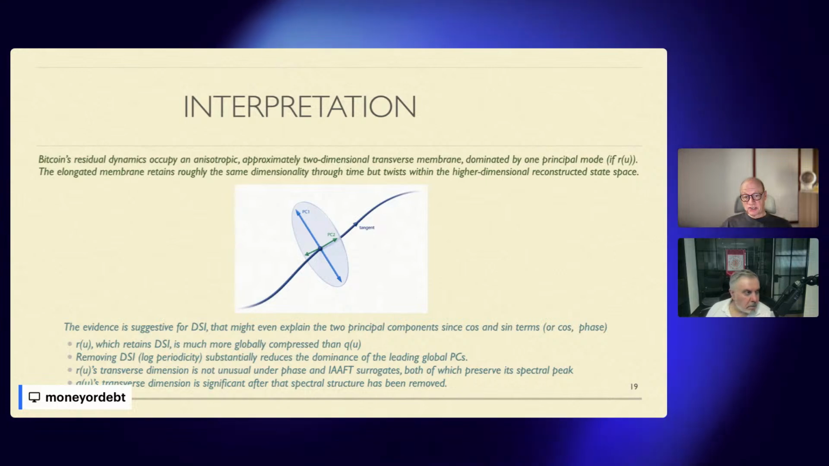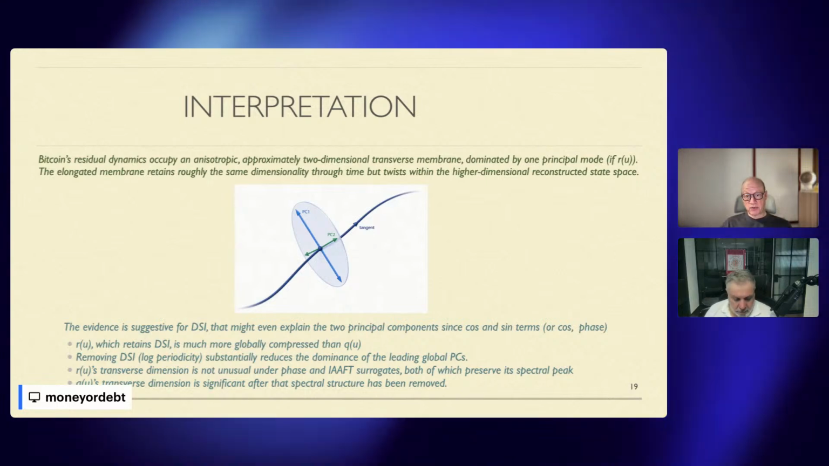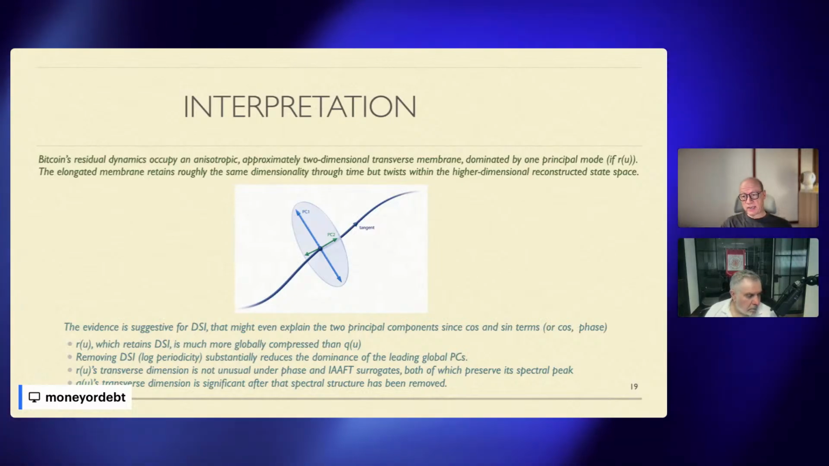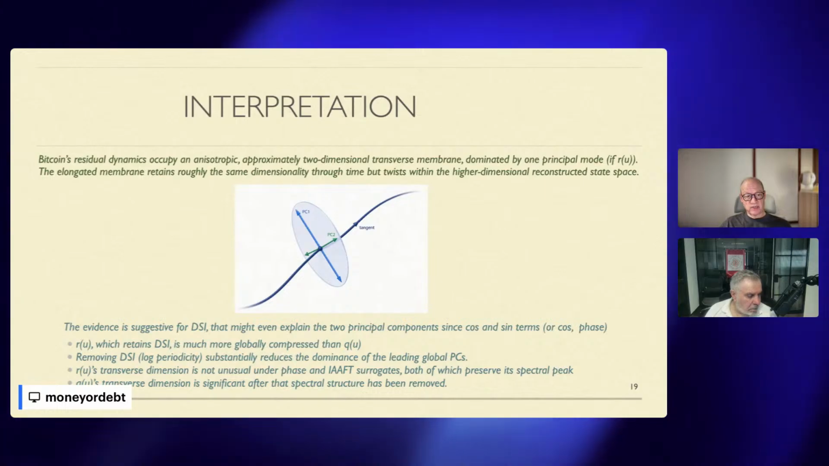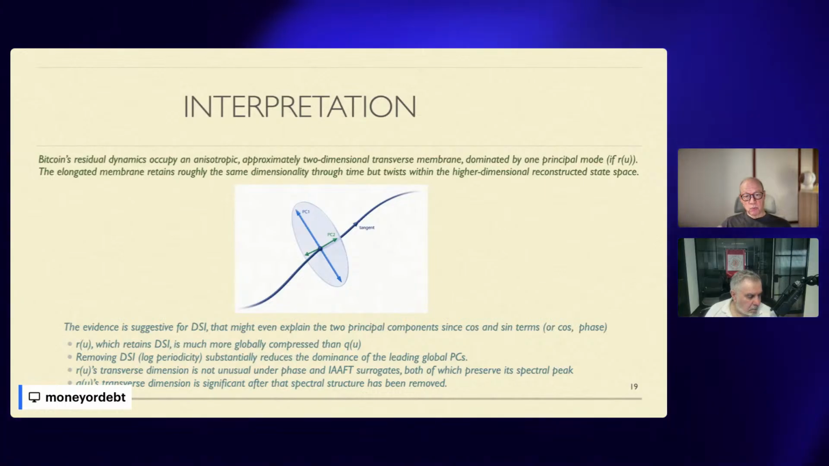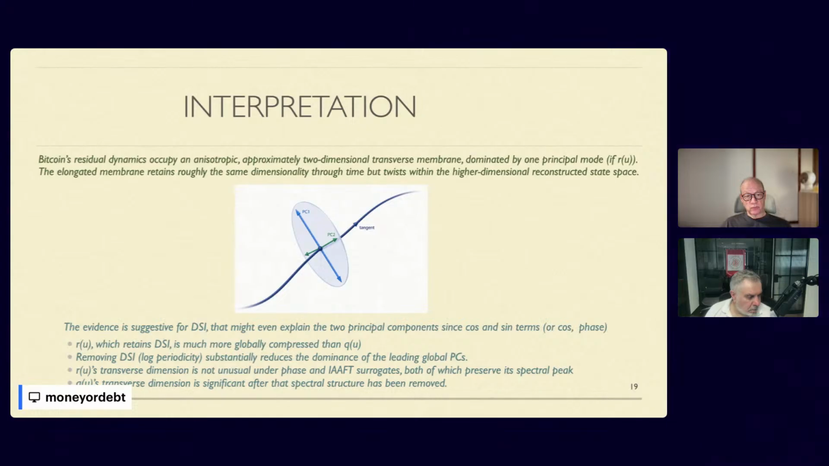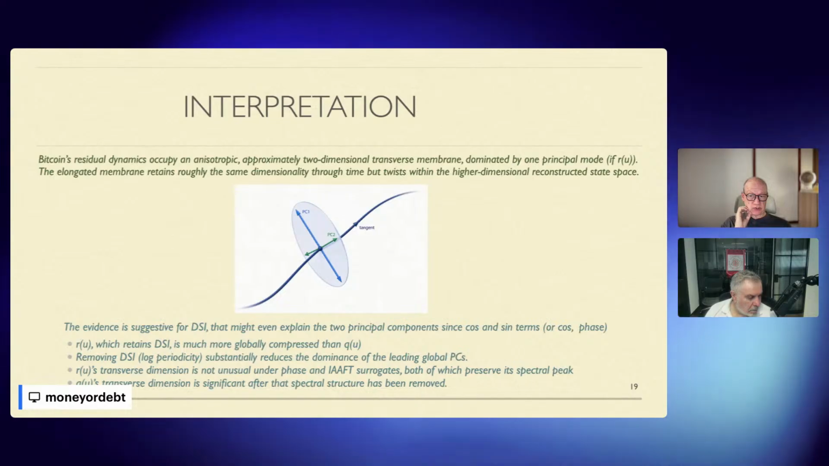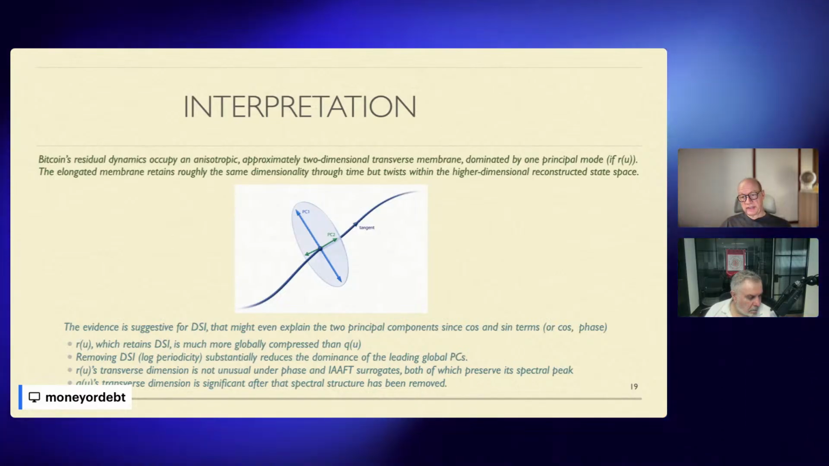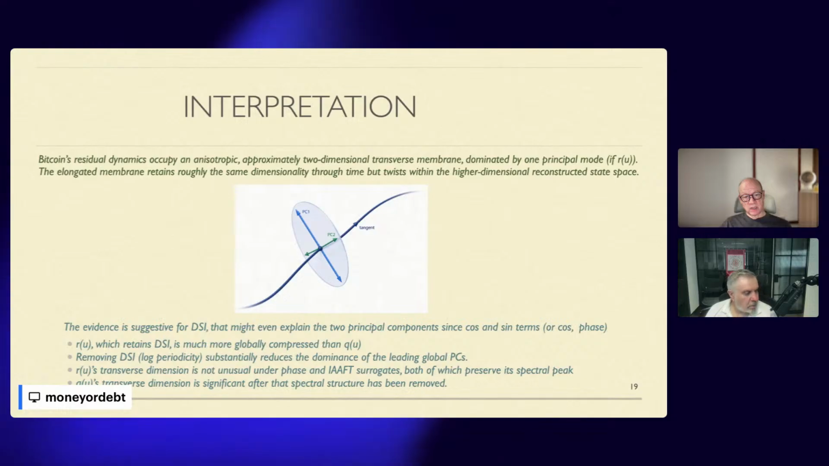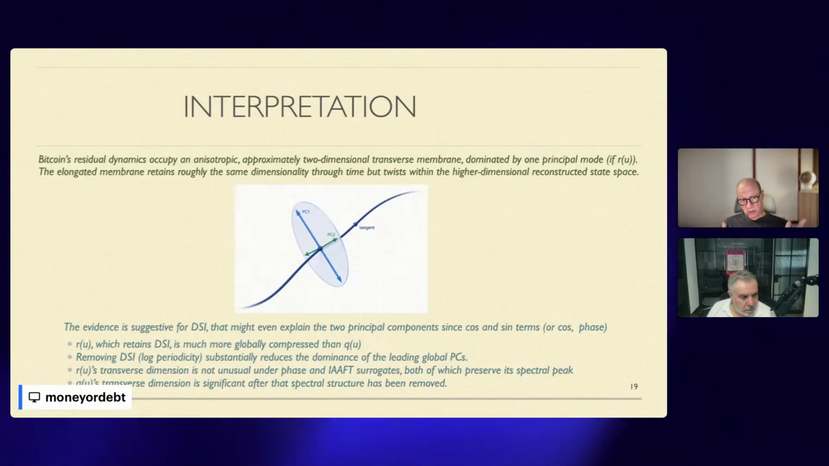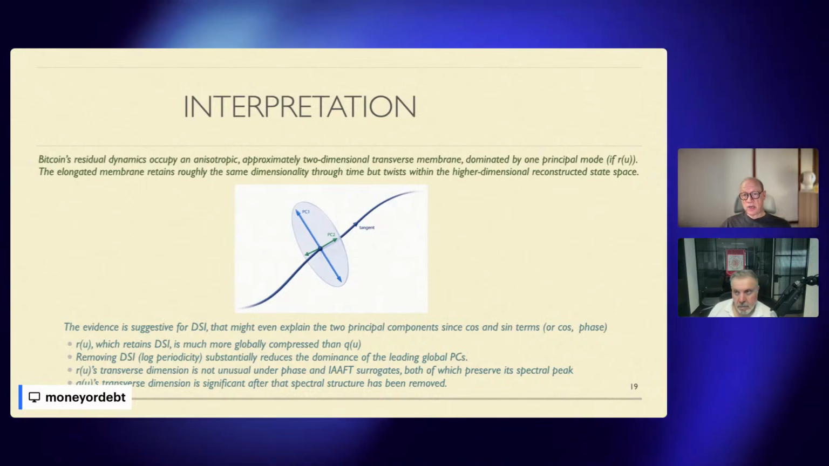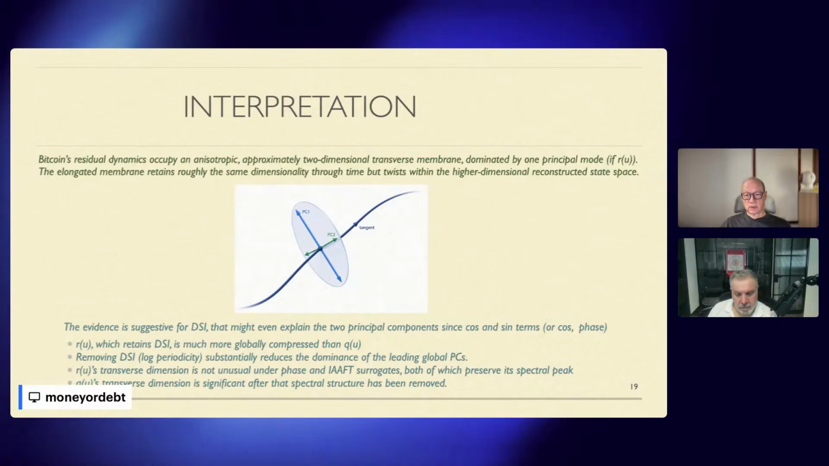And the evidence is suggested for DSI, for the log periodicity. It might even explain those two principal components, which can either be cosine and sine terms or cosine plus a phase term. And also there's more global compression in the first order residuals. Removing the log periodicity substantially reduces the dominance of the leading principal components. And the second order transverse dimension remains significant even after removing DSI. So you don't lose that two-dimensional membrane structure.